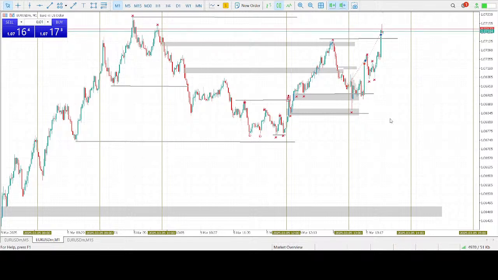I will pause this, then return to it after price has run above here.